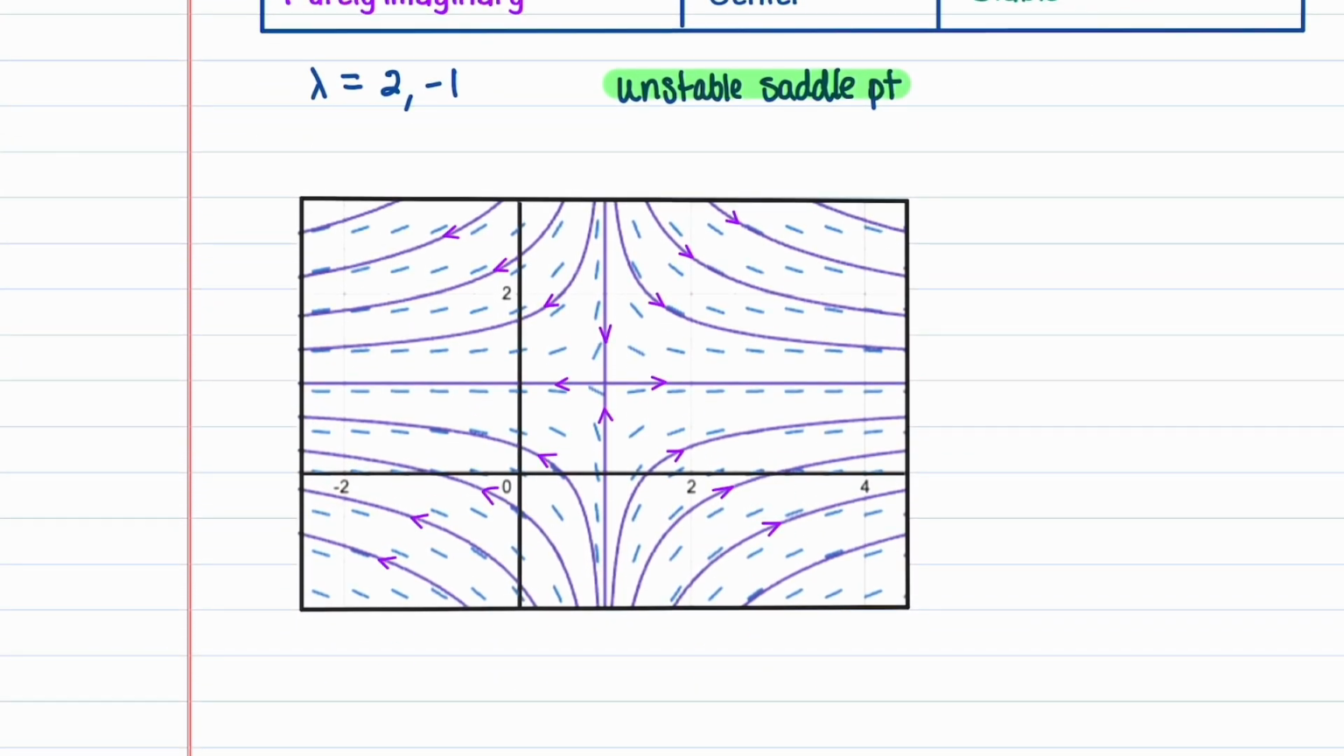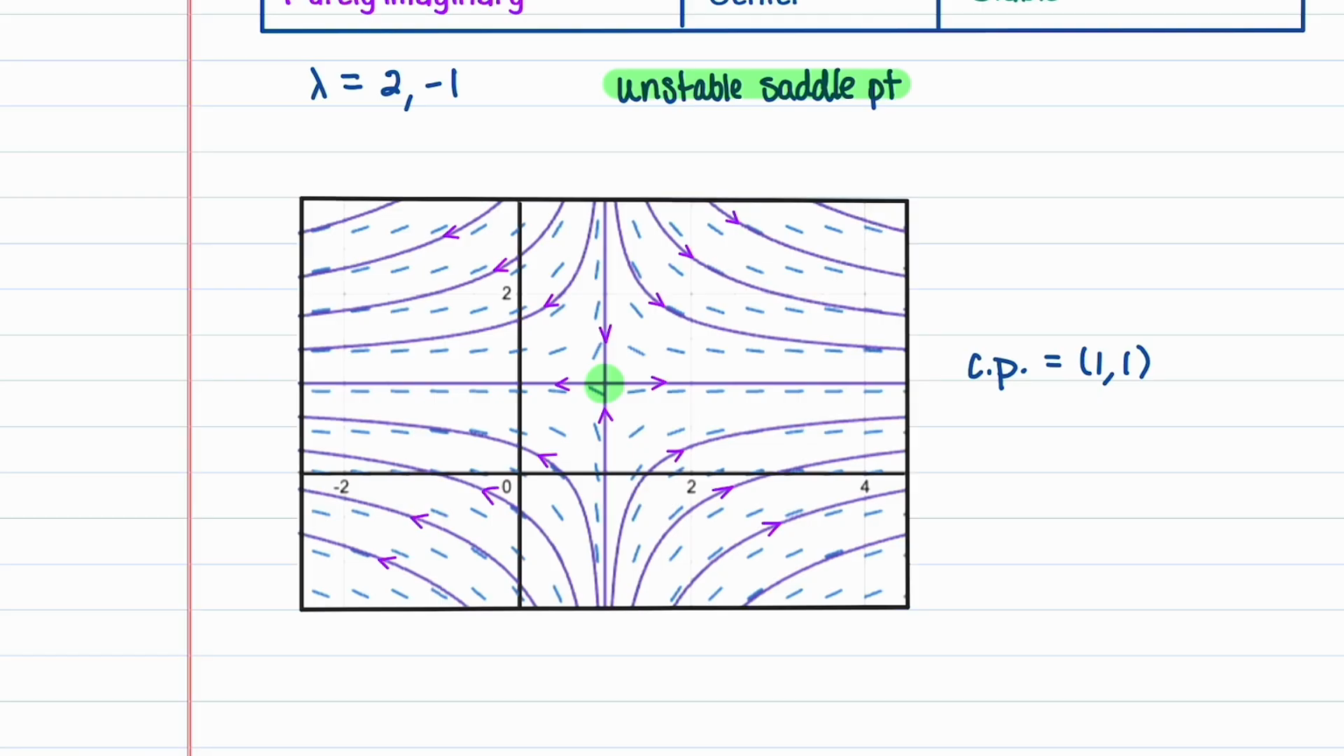Just so you can understand this better, I have included the phase portrait of the solutions of this system. Our critical point was the point 1, 1. So let's go ahead and add this to our diagram. There's our critical point. And this critical point is our unstable saddle point.